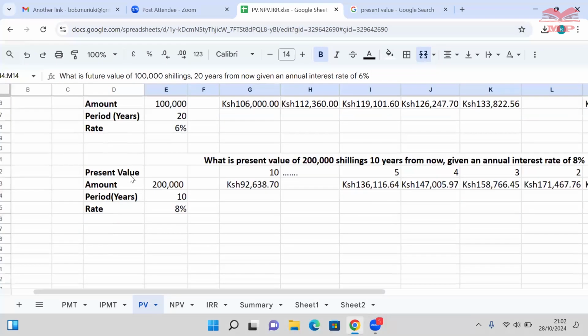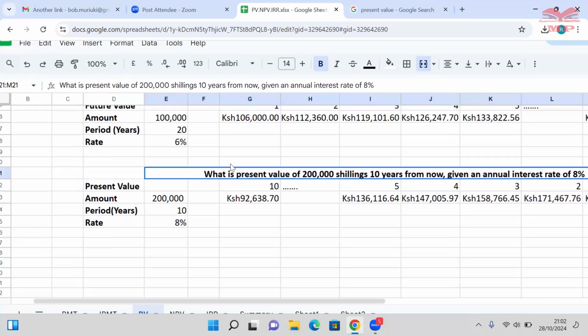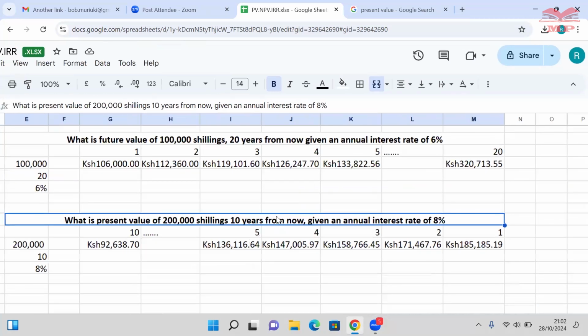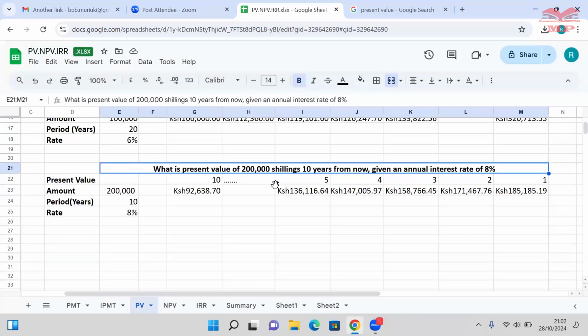Then let's try and talk about present value. What is the present value of 200,000 10 years from now? Like 200,000, this is the value of the money 10 years from now. So like we are now in 2024, 2034. If I have 200,000 in 2034, what is it worth today in today's money? That is what this question is talking about. Or 3 million 10 years from now, what is it worth in today's money?